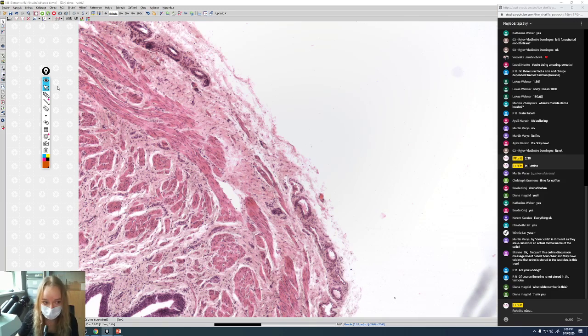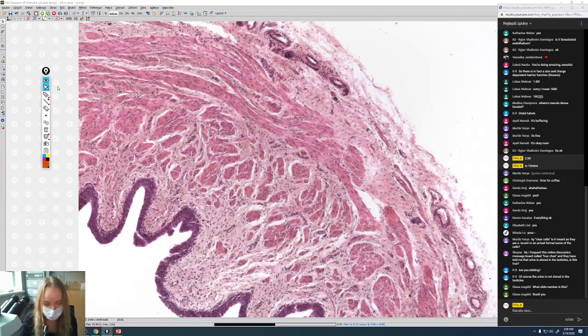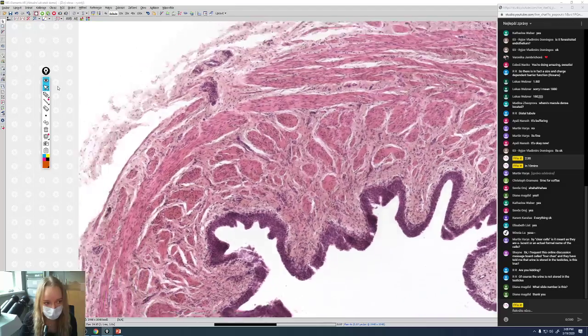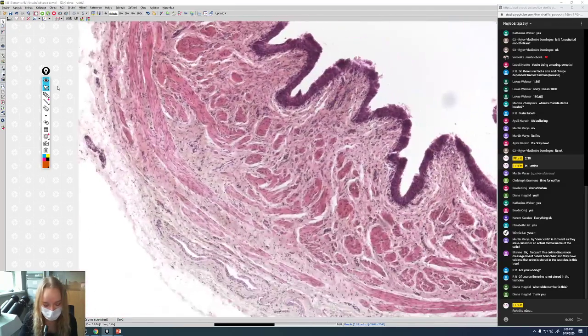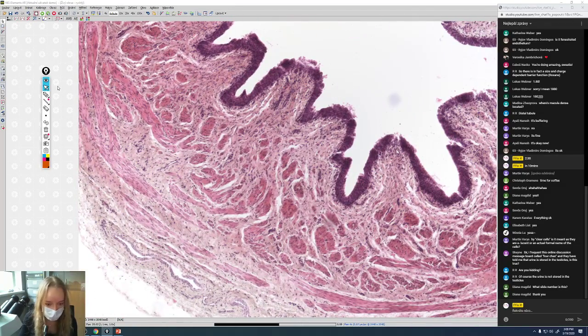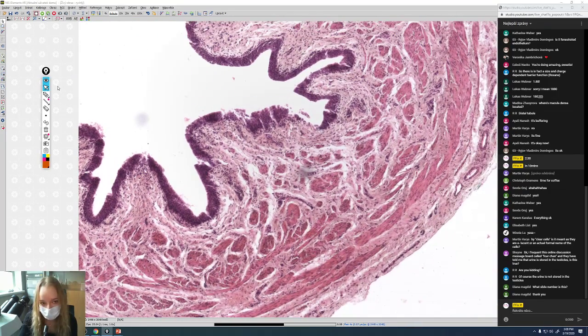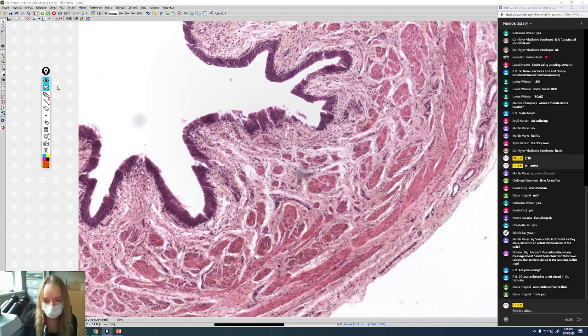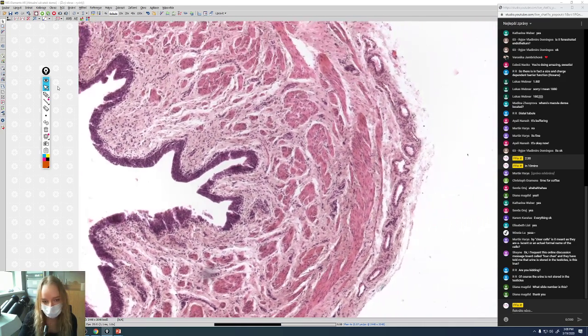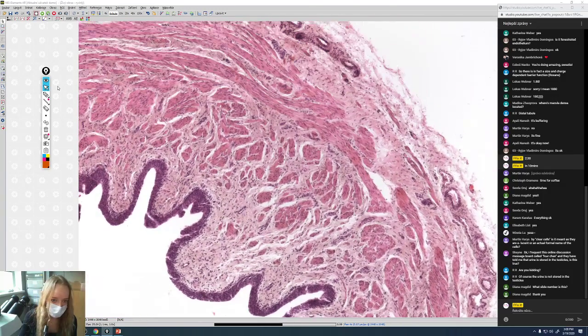So I hope that is clear. That's everything from this slide. It's pretty easy, so you don't want to mess that up. There are not much things to describe here, but you need to remember the basic layers of the ureter. It's mucosa, then it's muscularis and adventitia on the surface. And if you're not going to mess that up, it's going to be pretty much okay.